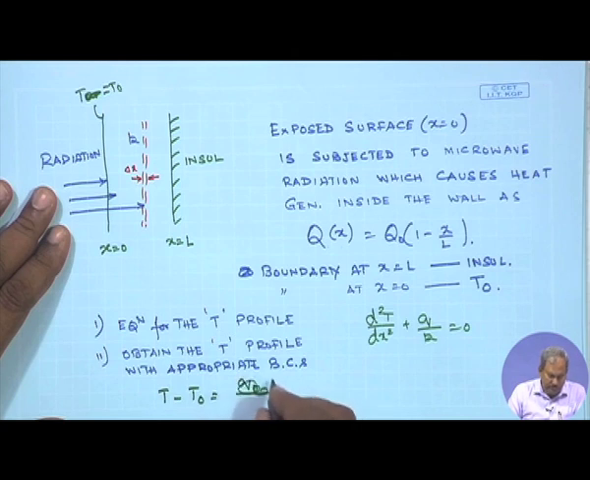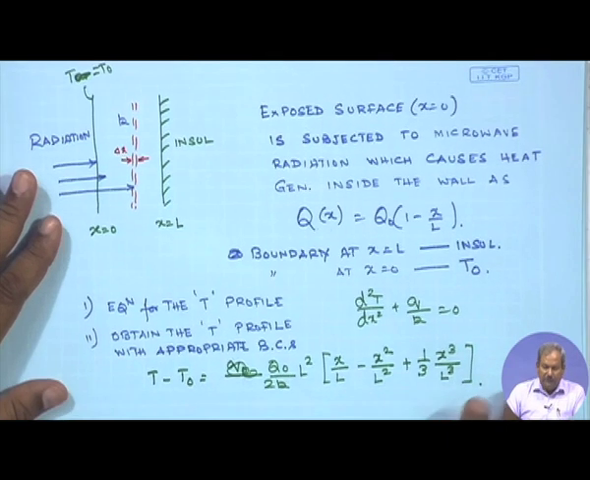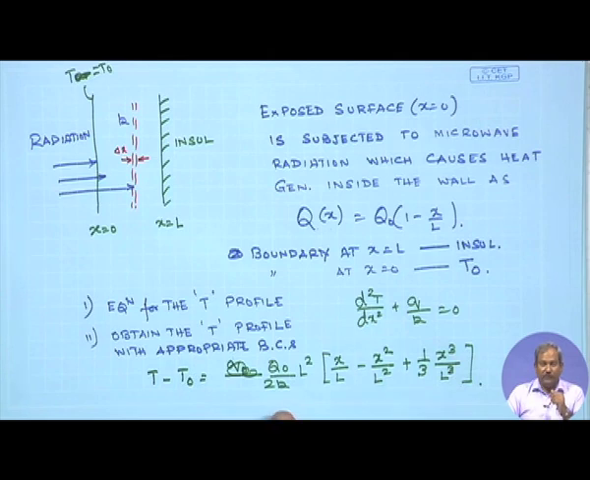sorry, this is Q naught by twice K times L square, x by L minus x square by L square plus 1/3 x cube by L cube. So, this is the temperature profile which you should get. That is, for this example problem, you can use the appropriate boundary conditions, write the equation, solve it, and this is going to be one of your practice problems.